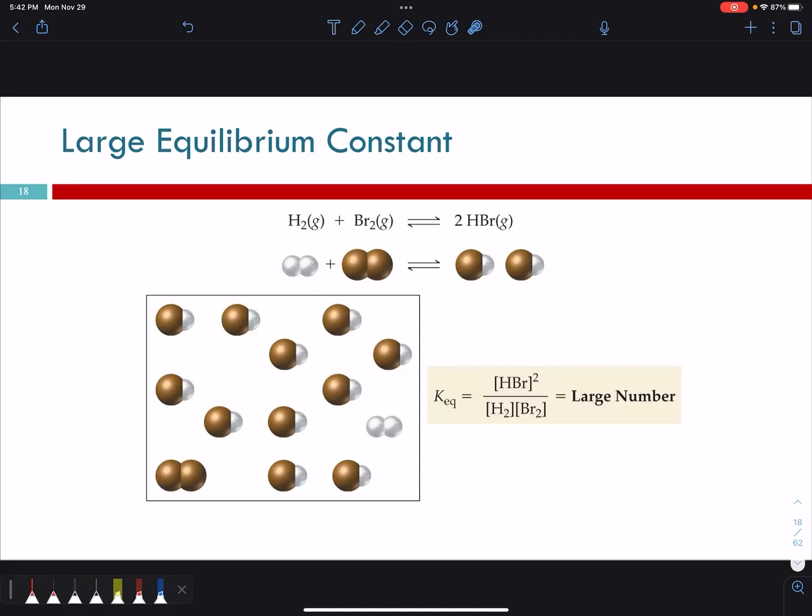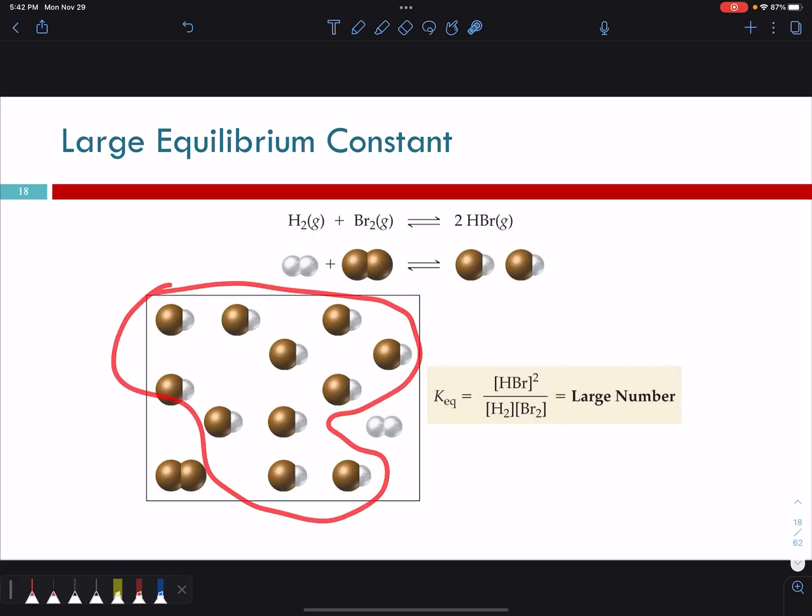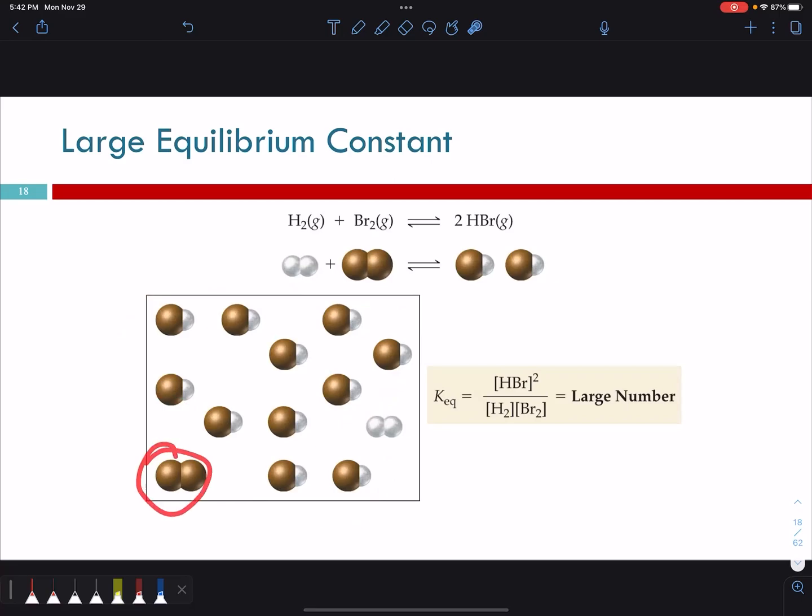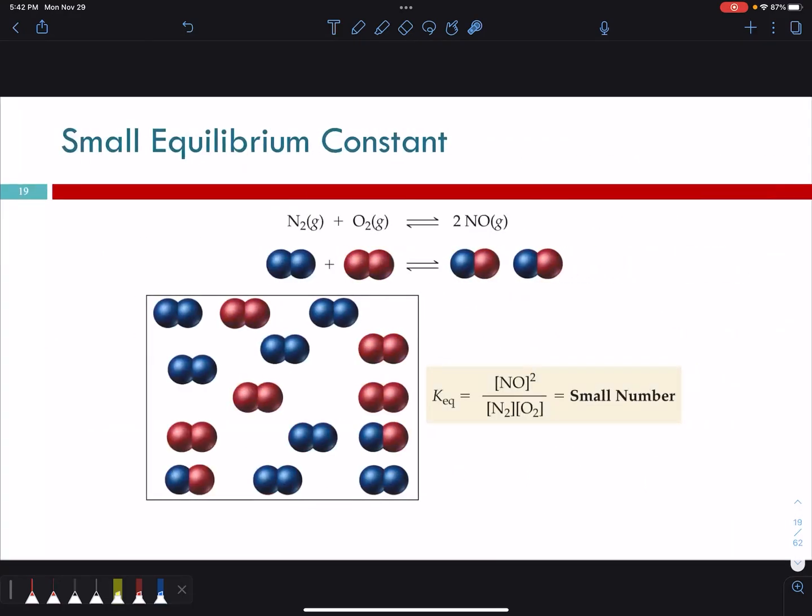So, a visualization of what a large equilibrium constant looks like. If hydrogen bromide divided by the concentrations of hydrogen and bromine is a large number, then most of these are hydrogen bromide, and we only have 1 each of the hydrogen and the bromine. For a small equilibrium constant, the opposite is true. If you look at the actual molecules of your reaction, you'd have just a couple that reacted, and the rest of them are unreacted.